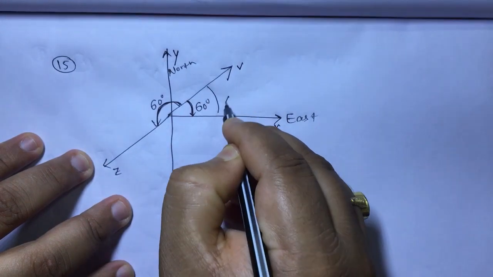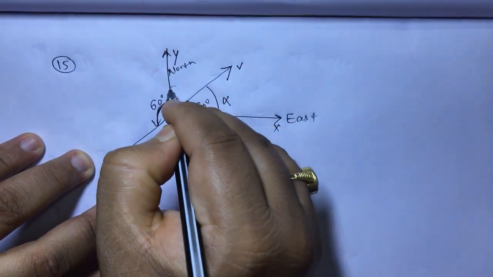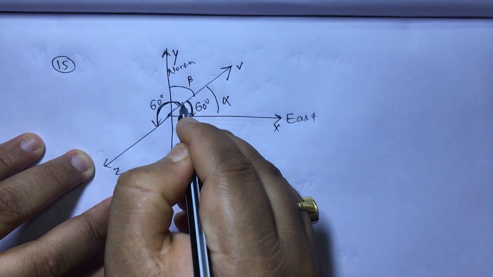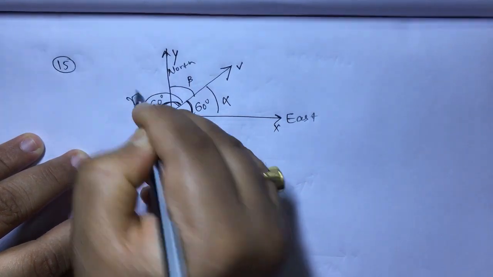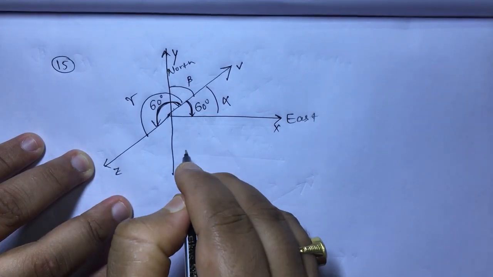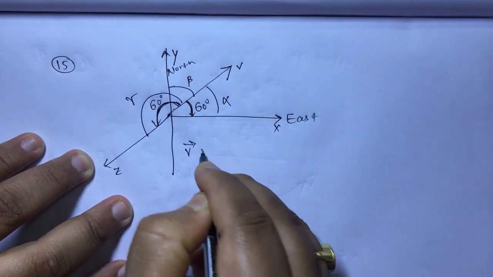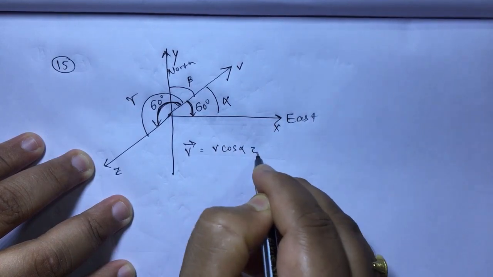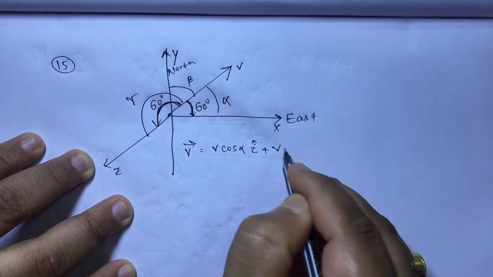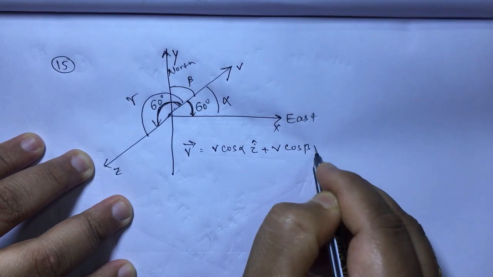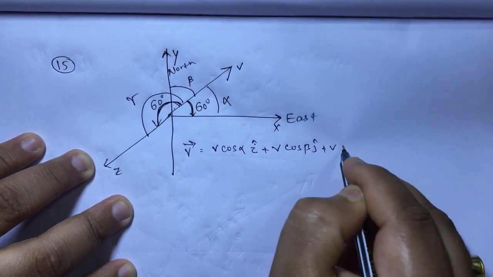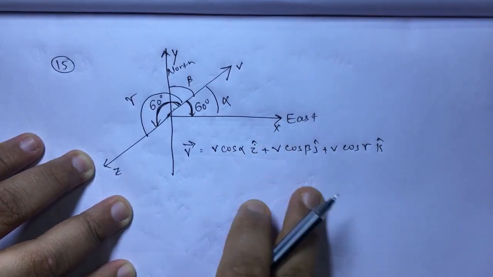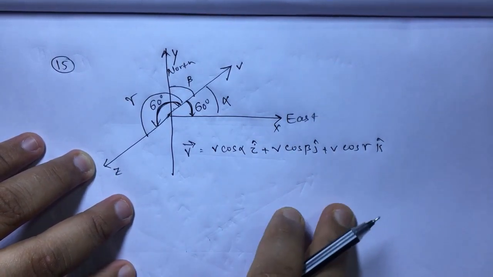So if you remember the concept where I have told that if a 3-dimensional vector makes an angle of alpha with x axis, an angle of beta with y axis, and an angle of gamma with z axis, then I can write the vector, here it is v vector, as v cos alpha i cap plus v cos beta j cap plus v cos gamma k cap. In the initial part of the video I have explained this.